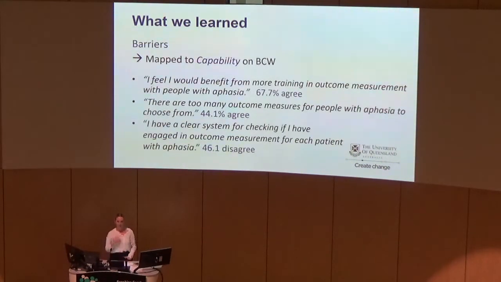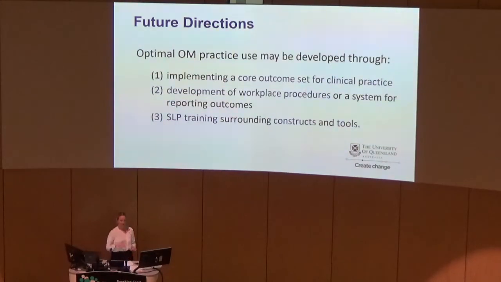So although speech pathologists were motivated and are measuring multiple constructs within current practice, there are perceived gaps in knowledge and skill, and these are barriers to optimal outcome measurement practices. If you utilise the behaviour change recommendations provided by the behaviour change wheel, in order to increase speech pathologist capability, there's a need for a synthesised set of psychometrically robust measures for clinical practice, especially workplace policies for reporting and recording outcome measurements, as well as speech pathologist training around constructs and outcome measurement tools.